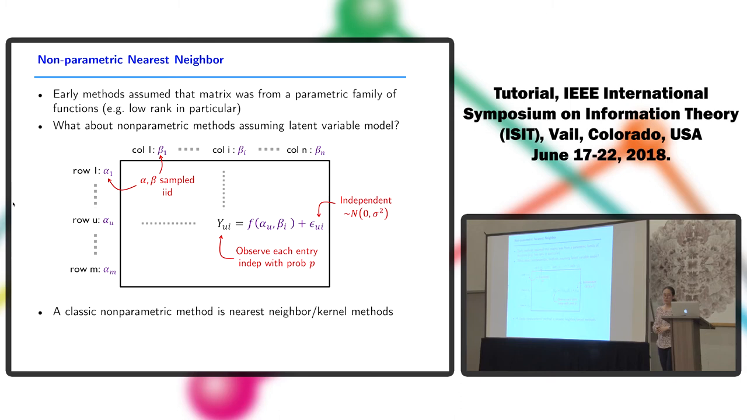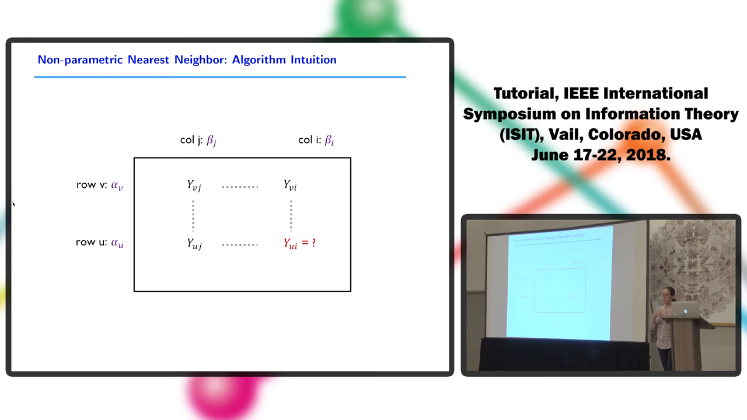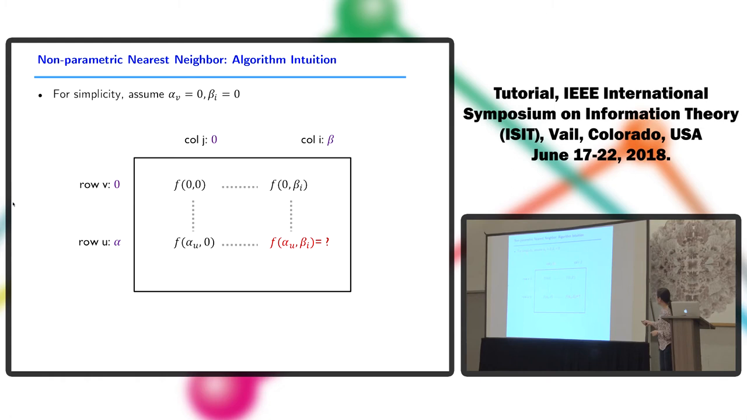So to start off with, we'll start with a very simple example, and we'll build up the algorithm from first principles. Suppose I want to estimate the value of y sub ui, and I observe these three other entries, y sub vj, y sub vi, and y sub uj. And for simpler notation, I'll just assume that these latent variables associated to v and j are 0, and associated to u and i are alpha and beta. And let's assume for now that we just directly observe the exact function value with no noise. So what might I do in this case?